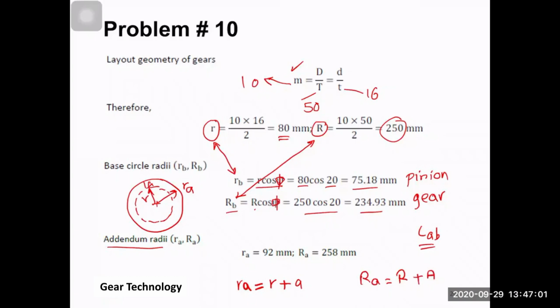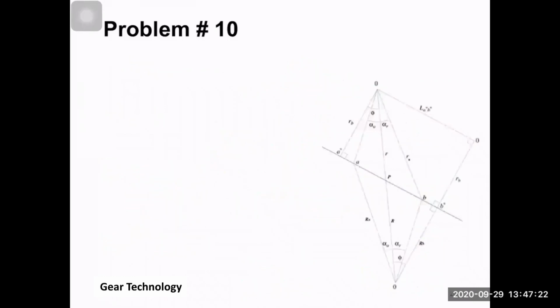The addendum is given for both the pinion and the gear. For the pinion, it's given as 12. So if you add 80 to 12, it gives you 92. And here for the gear, it's given as 8. If you add 250 to 8, it gives you 258.